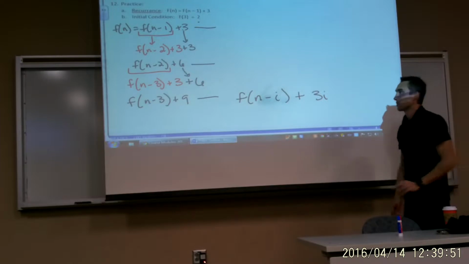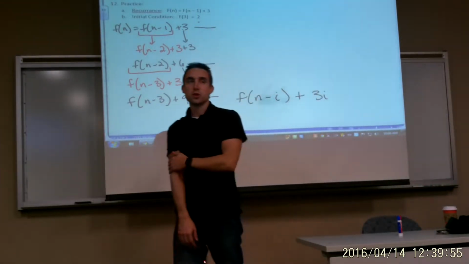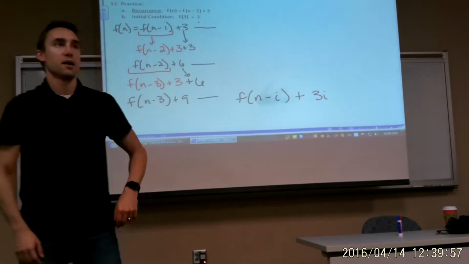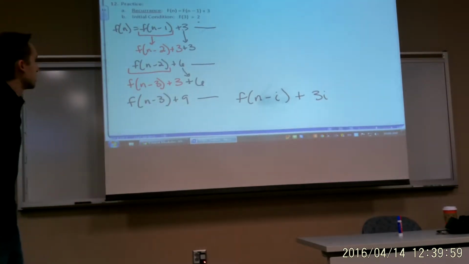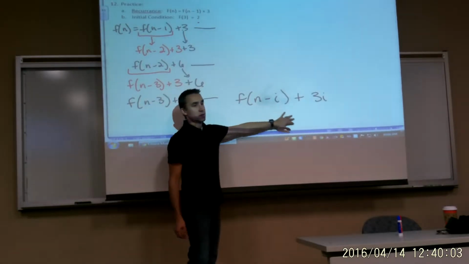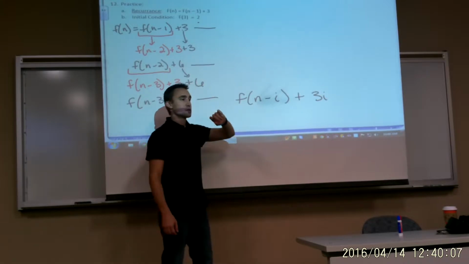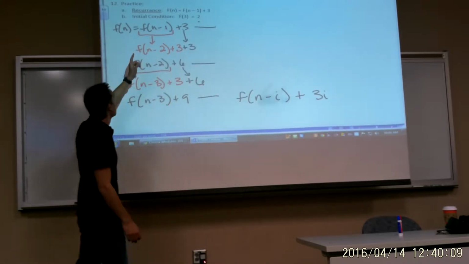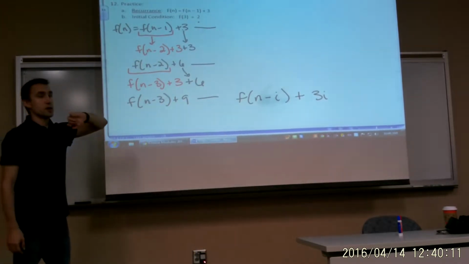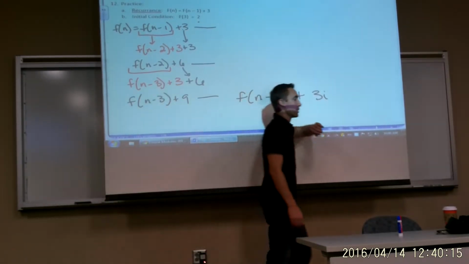Easy enough? So now that we have identified a pattern using backward substitution, we haven't solved it yet. Our goal is to get rid of this f of n. The way we get rid of this is by looking at the initial condition, which is f of 3, and we're trying to get what is inside of here to equal 3.